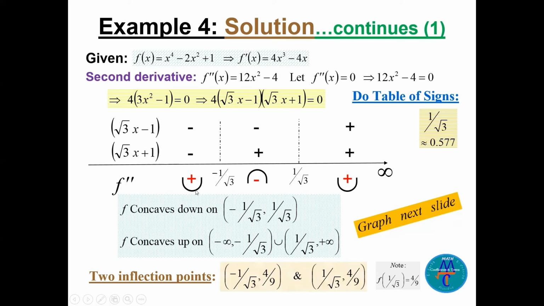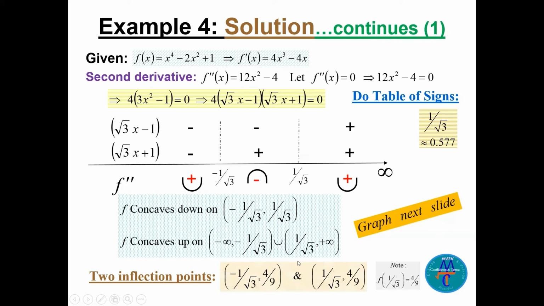This is concave up. When you multiply here, this is concave down. And here the function is concave up. So f is concave down from this to this. F is concave up from minus infinity until minus 1 over square root of 3. I know the numbers are not easy, but you can still manage. Union, this is concave up from 1 over square root of 3 until infinity.